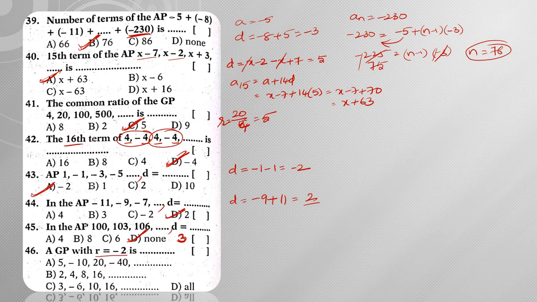A GP with common ratio minus 2. So that means 5 into minus 2 is minus 10, minus 10 into minus 2 is plus 20, plus 20 into minus 2 is minus 40. So hence this will be one of my answers.